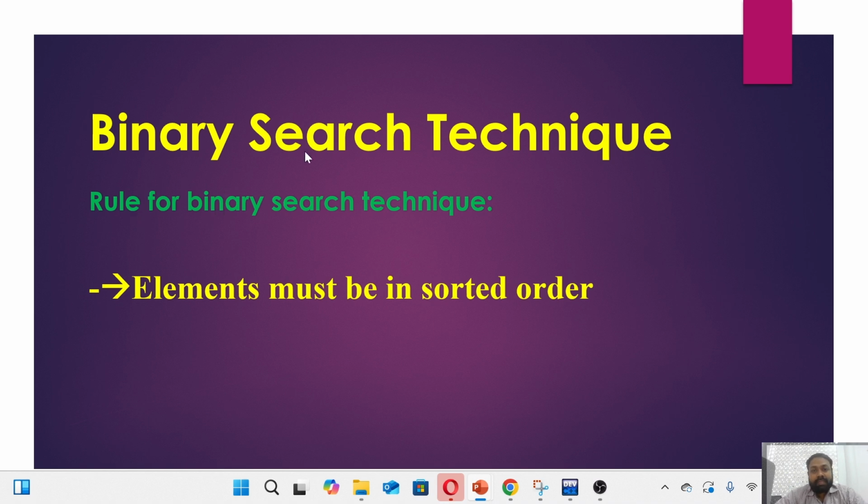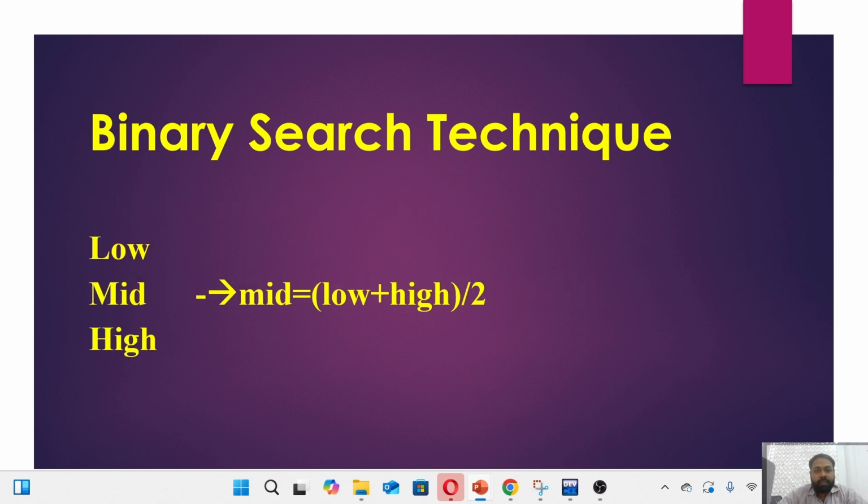In binary search, there is one rule to be followed: the elements must be in sorted order. I mean to say the elements must be in ascending or descending order. If the elements are not sorted, it is not possible to search the element using which technique? Binary search. In linear search we can search the element in either sorted or unsorted order. But for binary search, the elements must be sorted, which means ascending or descending order.